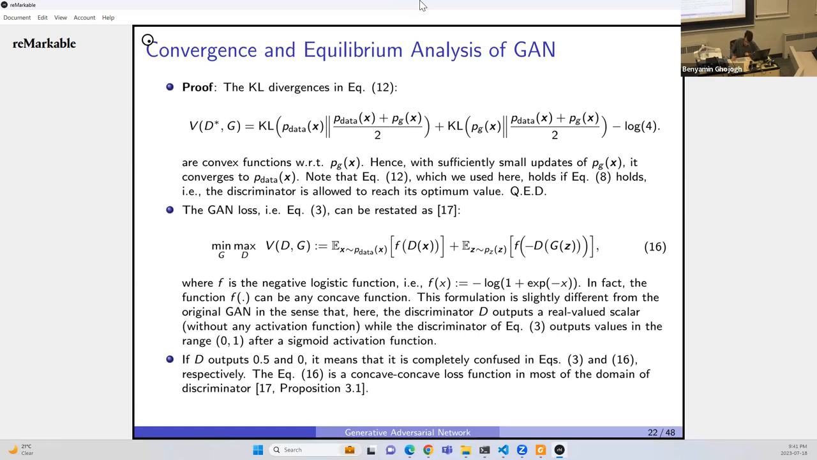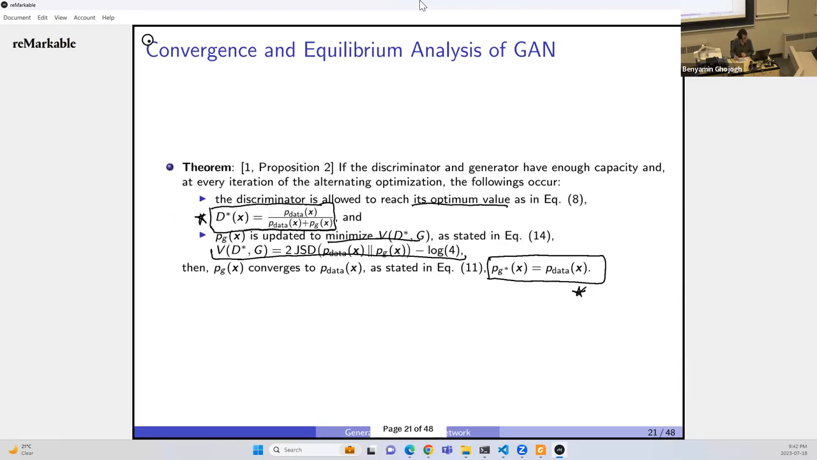The KL divergence in equation 12, this is what we had in several slides ago, okay? These two KL divergences are convex functions with respect to P of G of X, right? With sufficiently small updates of P of G of X, it converges to P of data. Do you agree? Because this is Jensen-Shannon divergence between P of data and P of G. So as we saw, P of G becomes P of data. This equation 12, which we used here, holds if equation 8 holds. That is, the discriminator is allowed to reach its optimum value. I mean this. When does this happen? When this happens.